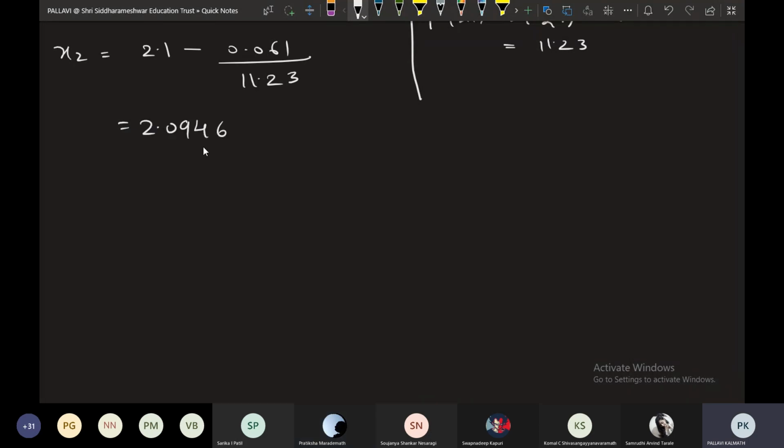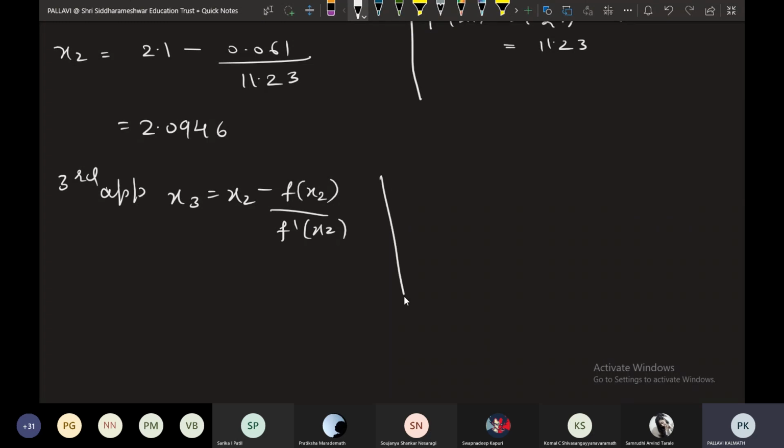2.0946. Okay, correct. What was x1? 2.1. So whether you got the answer correct to 3 decimals? No. So you have to go for x3, the third approximation. Okay, so write down the third approximation. What is it given by? x3 is equal to x2 minus f of x2 divided by f dash of x2. Fine.